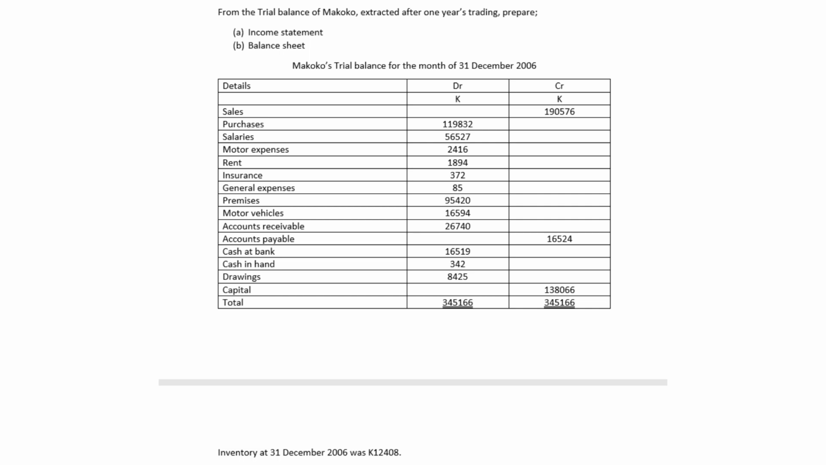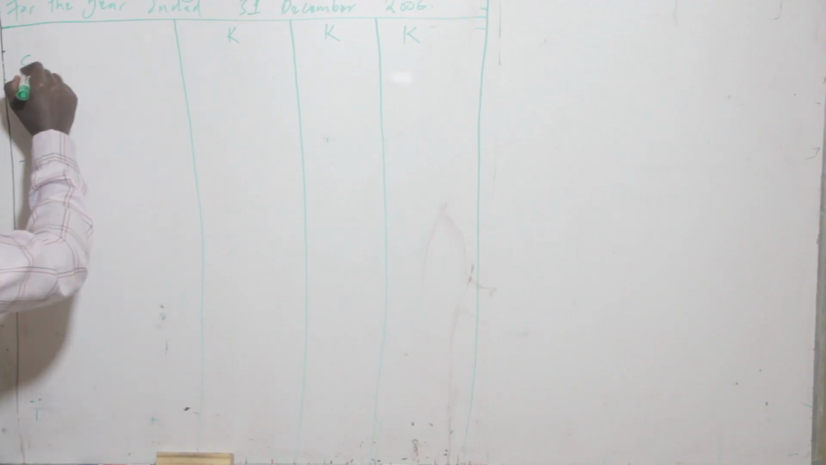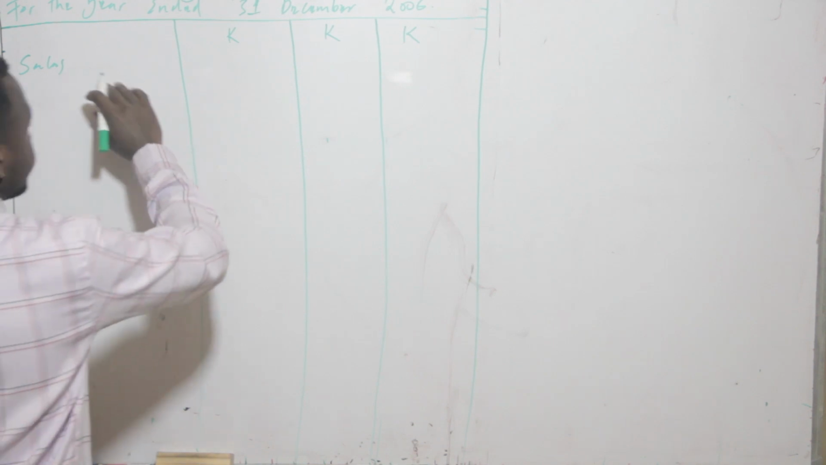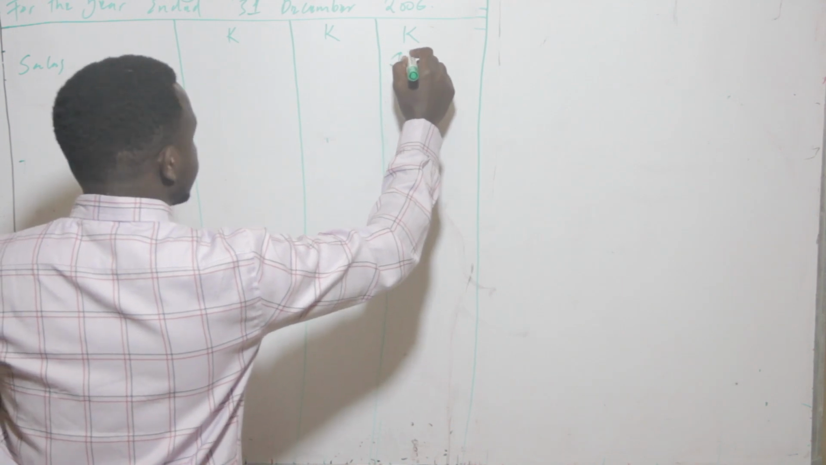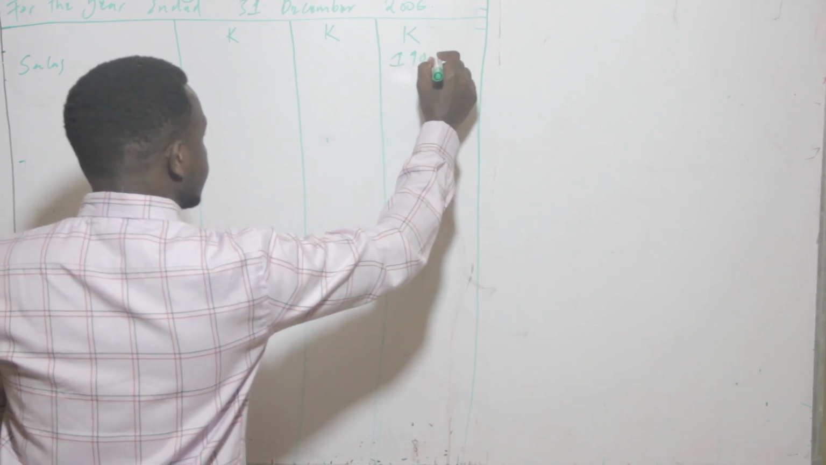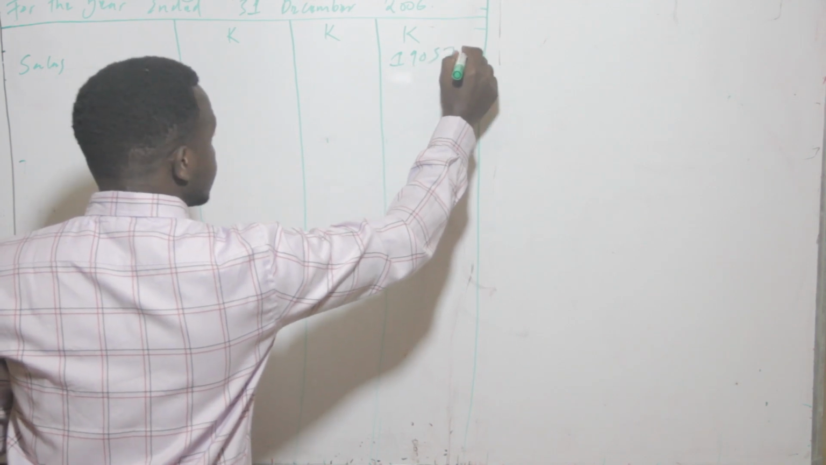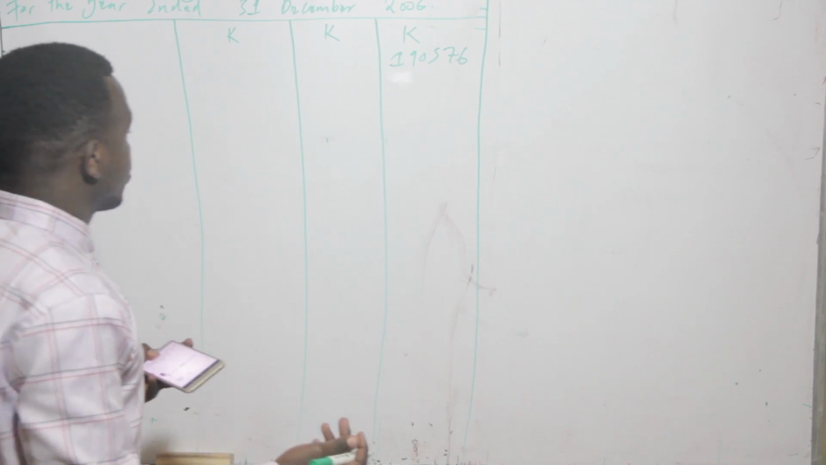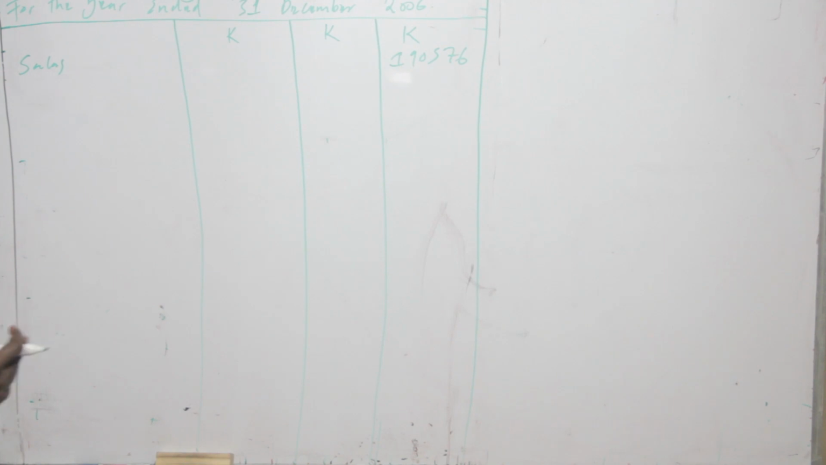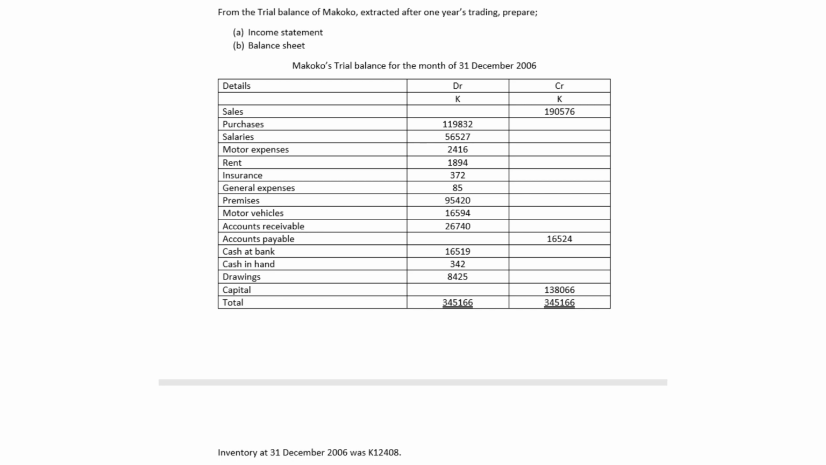But before we record sales, we have to look at the question and identify if we have sales returns, or returns inwards. We don't have returns inwards. That means we're going to put our sales at the end there. The next thing that we're supposed to record is opening stock. In the question, as you can see, we don't have opening stock. That means that we're going to record purchases.